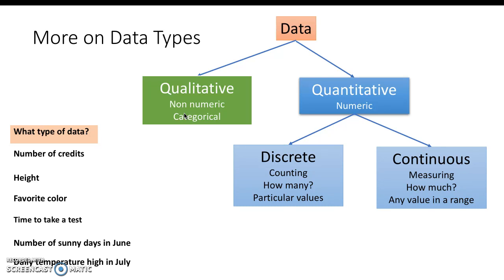Discrete data, or discrete variables, we get by counting, by asking how many, and those values are going to be from a list of particular values, like 1, 2, 3, 4, 5, 6, 7. We can list off the numbers that they can take on. Now, continuous data comes from measuring something, and it answers a question like how much, and it's any value in a range. Like a height could be any value in a range from, let's say, 4 feet to 7 feet.